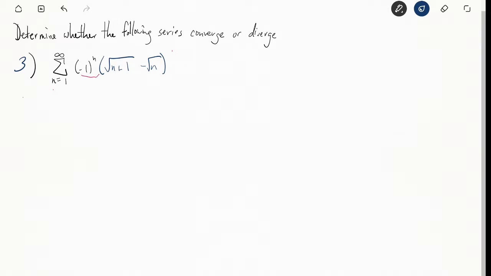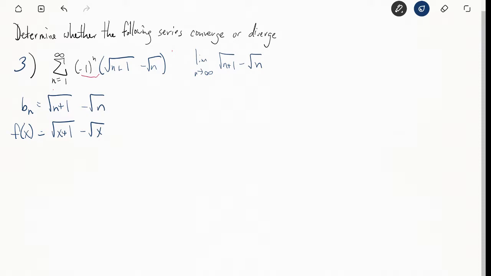If we note b sub n equals square root of n plus 1 minus the square root of n, f of x equals square root of x plus 1 minus the square root of x. We'll get into the next bit in a second. First thing, the limit as n goes to infinity of square root of n plus 1 minus square root of n. Notice that's infinity minus infinity. Any ideas how we go about this one? This is kind of tricky, and I'll give you a hint, you can't use L'Hopital's rule. That's out.